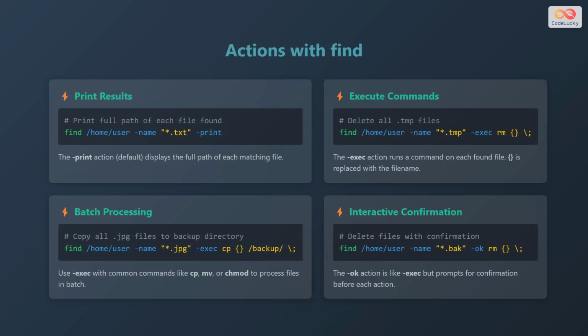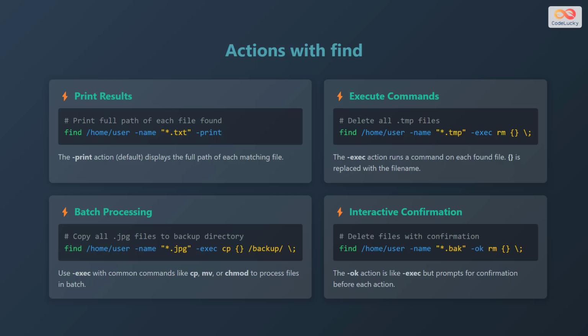Let's explore how to perform actions on the files that you find. The default action is to print the results, which displays the full path of each matching file. For example, find /home/username -name "*.txt" -print will print the full path of each text file found.